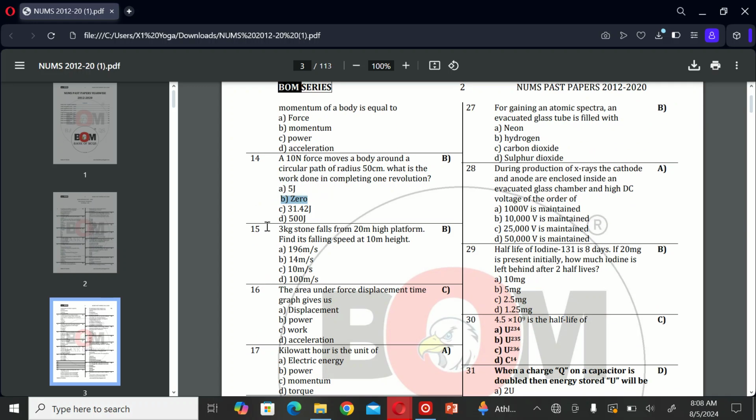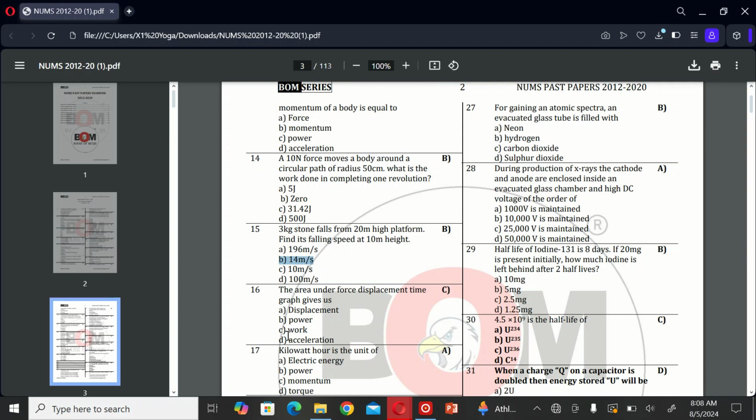The next MCQ is: a 3 kg stone falls from a 20-meter high platform. Find its falling speed at 10-meter height. A. 196 meter per second, B. 14 meter per second, C. 10 meter per second and D. 100 meter per second. So the correct option is B. 14 meter per second.